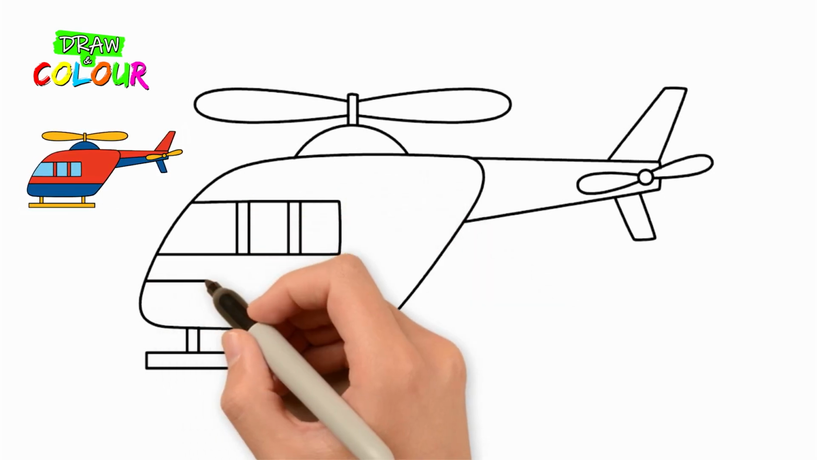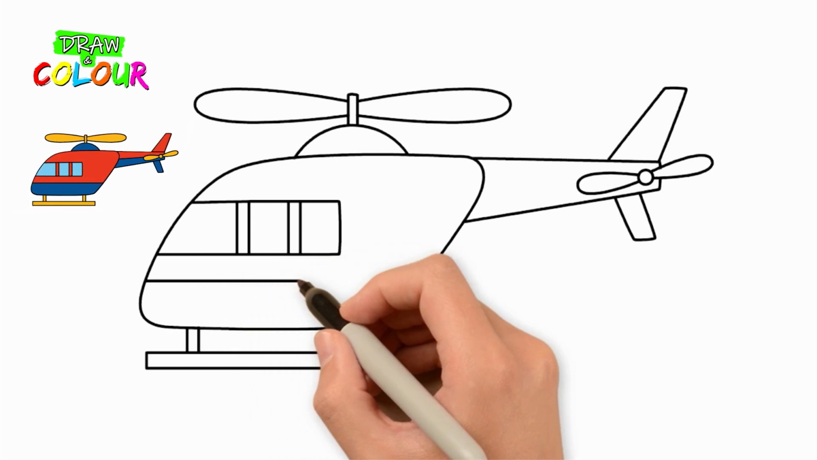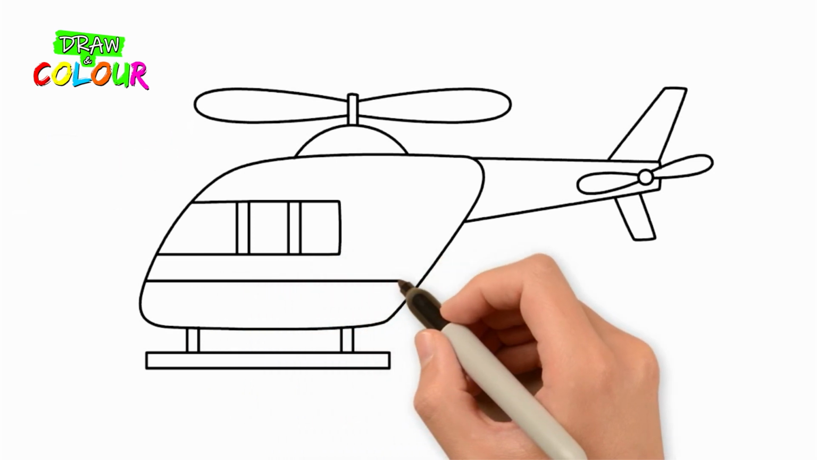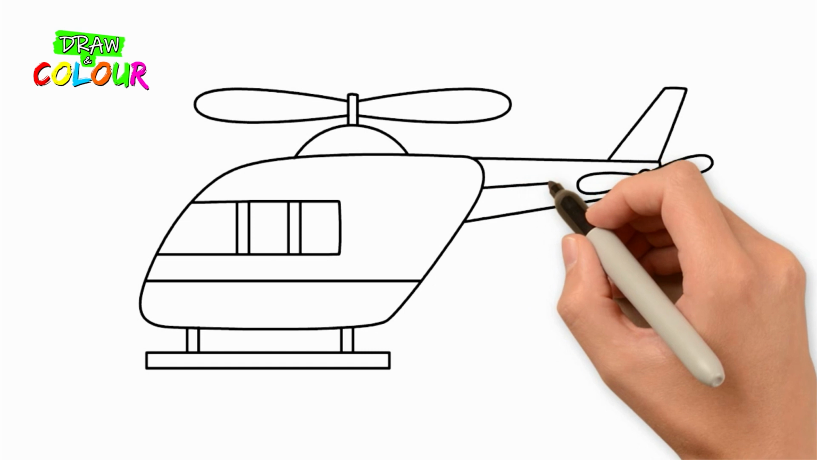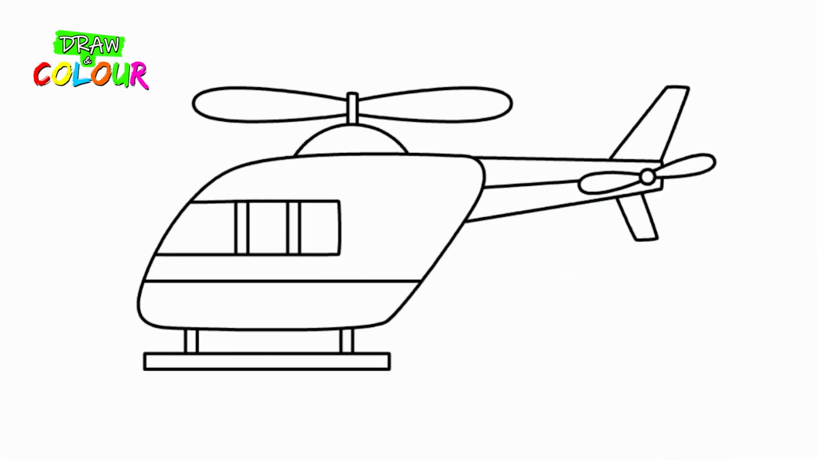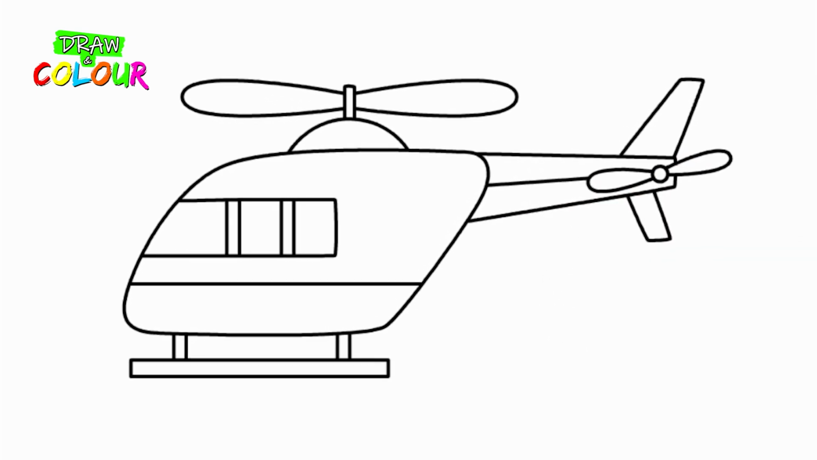Draw a horizontal line under the window and a diagonal line across the tail. Wow! Our helicopter turned out really well! Good job!